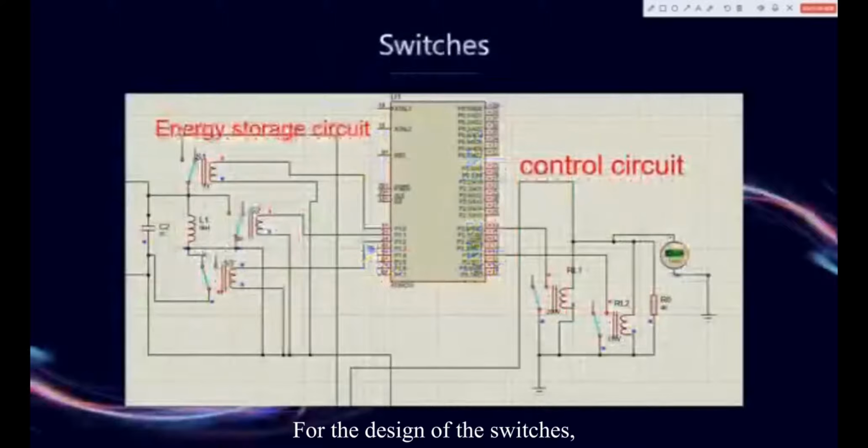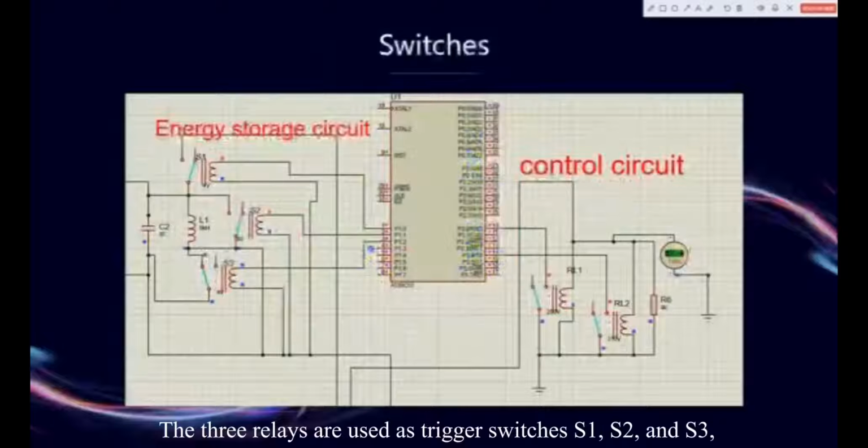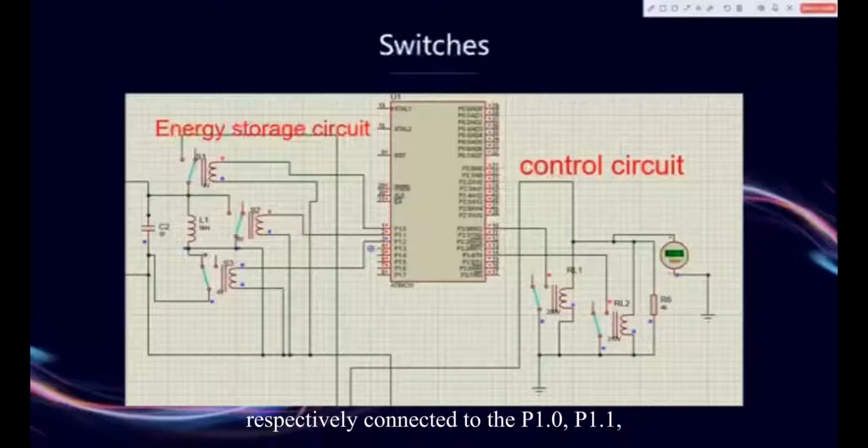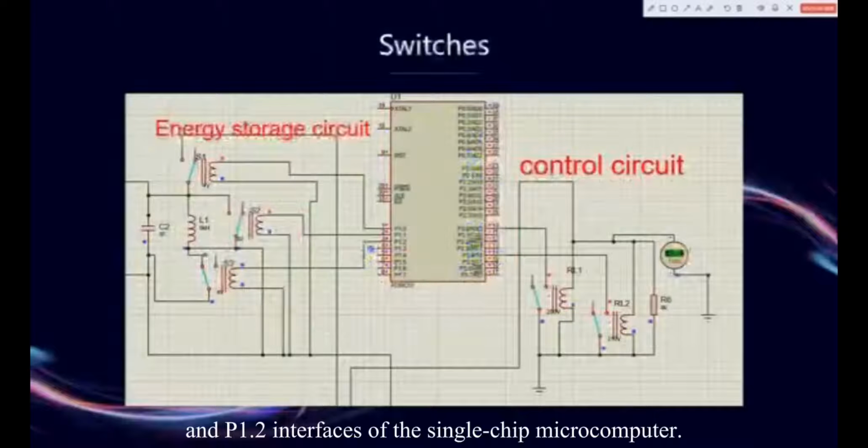For the design of the switches, the single-chip microcomputer 89C51, the relay and the voltmeter are used. The three relays are used as trigger switches S1, S2, and S3, respectively connected to the P1.0, P1.1, and P1.2 interfaces of the single-chip microcomputer.